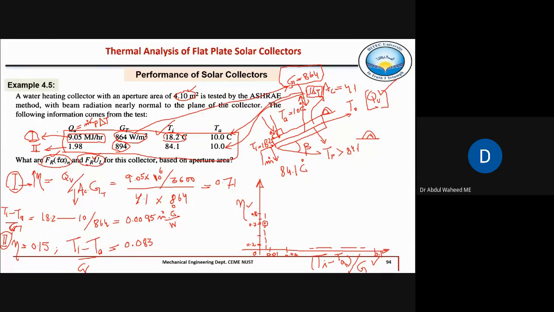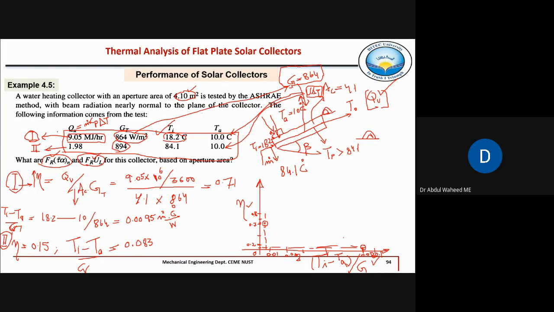So this is 0.1. Somewhere here, if you plot it on a graph, that is 0.083, with 0.01, 0.02, 3, 4, 5, 6, 7, 8. So 83 is somewhere here, and corresponding to this, the efficiency is only 0.15. This is 0.2, this is 0, so 0.15 is somewhere here. So that is the second point.